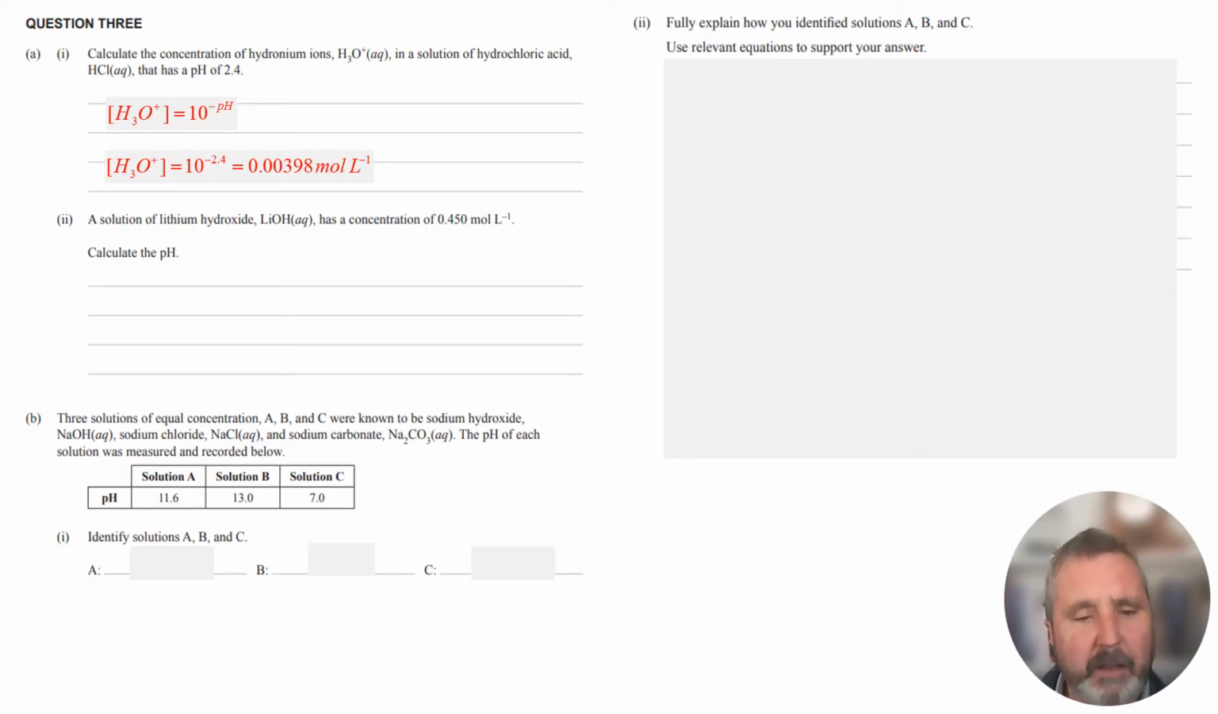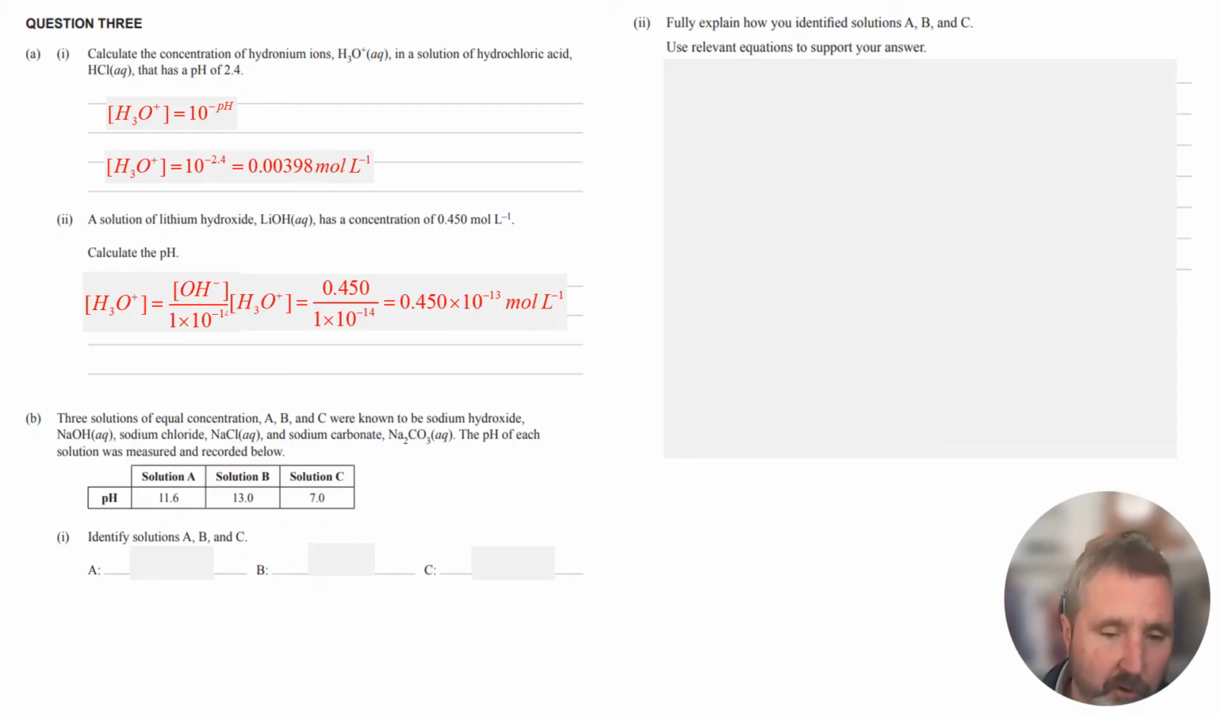So the second part, part 2, there's one more step involved. We're going back the other way, but because it's a base, lithium hydroxide, what's going to happen is we're going to find the concentration of hydronium ions first, and then we can find the pH. And the way that we do that is we put the concentration of the hydroxide ions on the top and we divide it by 1 times 10 to the negative 14. And remember, that's the same way we would find the concentration of hydroxide ions. We would divide H3O+ by 1 times 10 to the negative 14. We substitute in the values, there we go, and we get the answer of 4.5 times 10 to the negative 14 moles per litre.